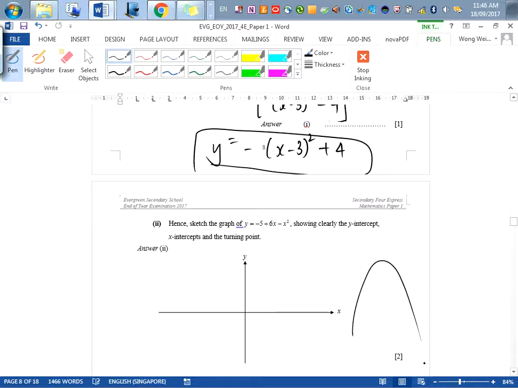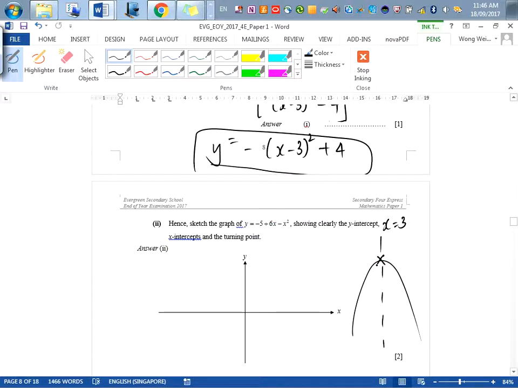And what else do I know? I can find out easily the intercepts. I can find out the line of symmetry. What is the line of symmetry? x equals 3 will be my line of symmetry. This is x equals 3. Why? Because of this number 3 over here.